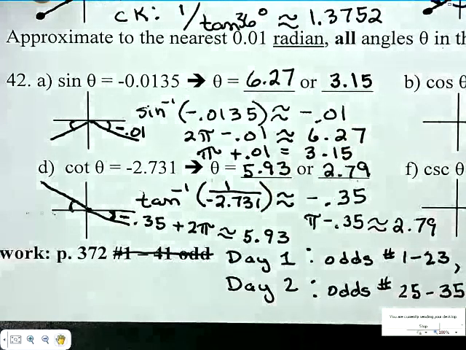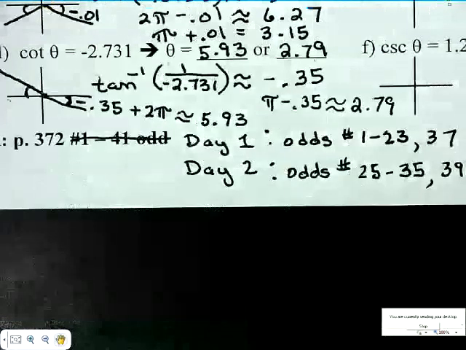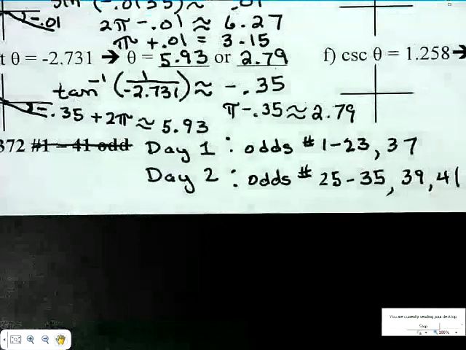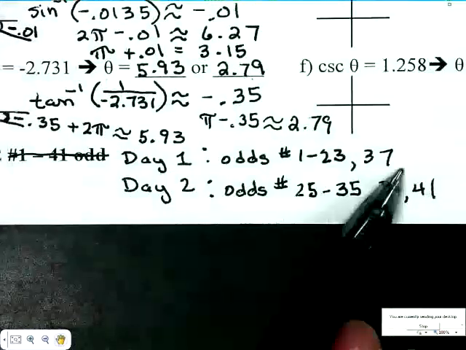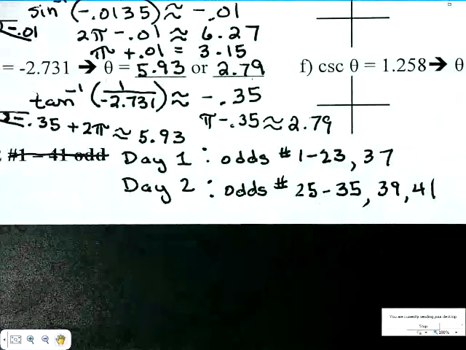All right. There's how the homework was supposed to be broken up, 1 through 23 and 37 last night, and that leaves these for tonight. But just do whatever you haven't done and finish up 5.4 tonight. It's 1 through 41.